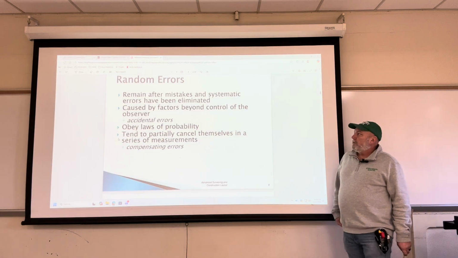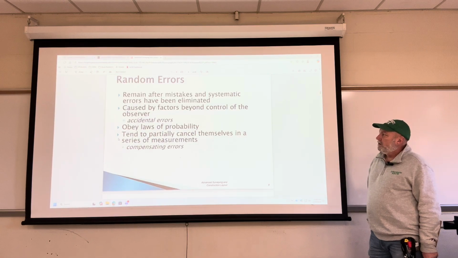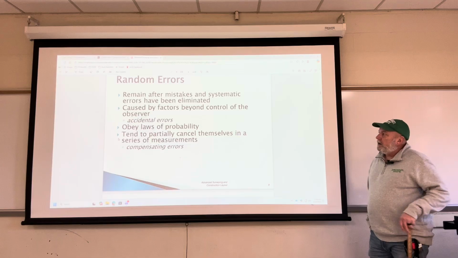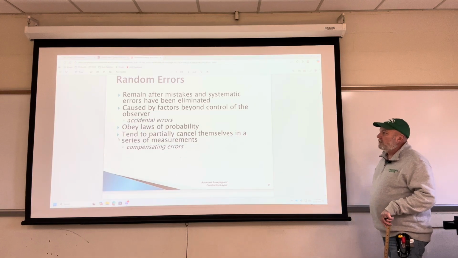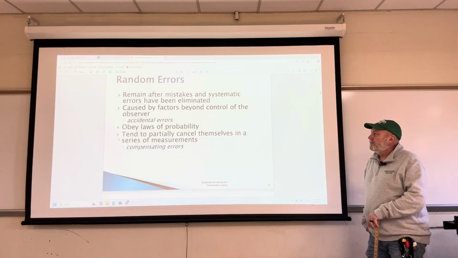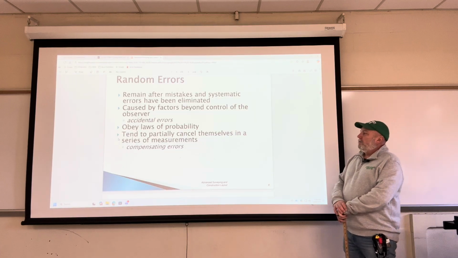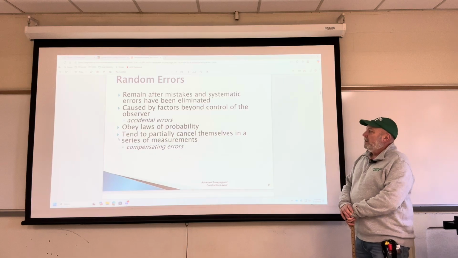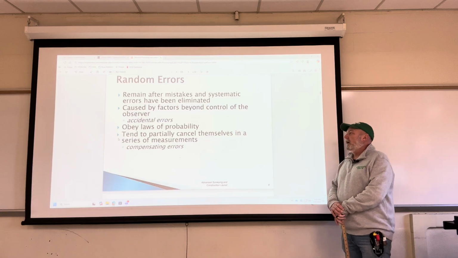Random errors remain after mistakes and systematic errors have been eliminated. These are caused by factors beyond the control of the observer, also called accidental errors. Random errors obey laws of probability. They tend to partially cancel themselves in a series of measurements, compensating errors.